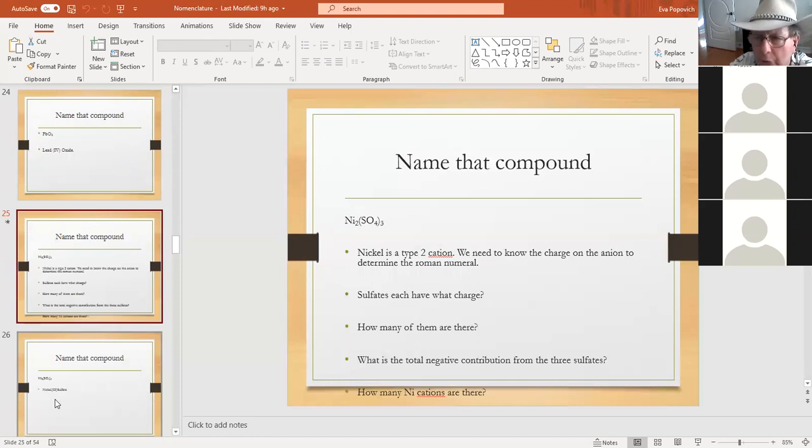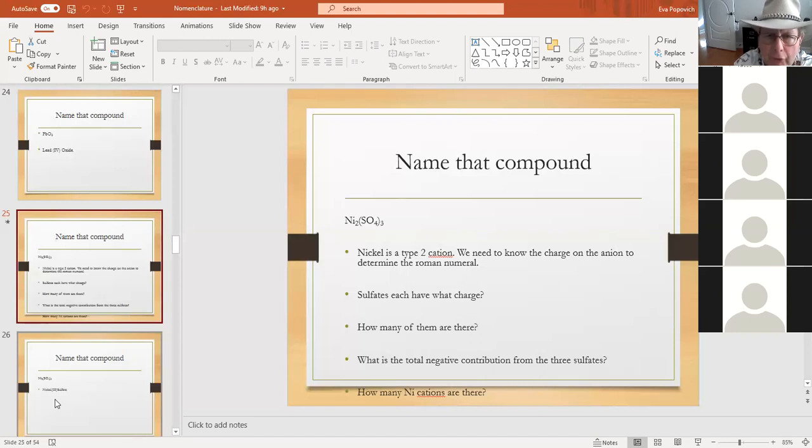Ni2(SO4)3, taken 3 times. We're going to go with Nathan on this one. Nathan, is Ni a metal? Yes. I certainly hope so. Is Ni a type 1 or a type 2 metal? Type 2. What does it need?